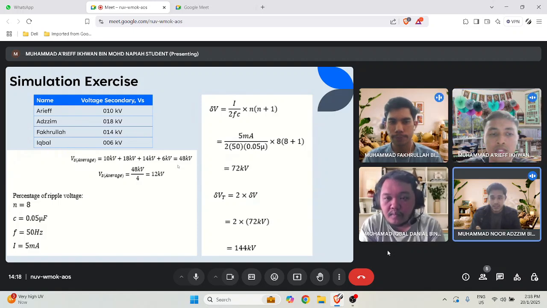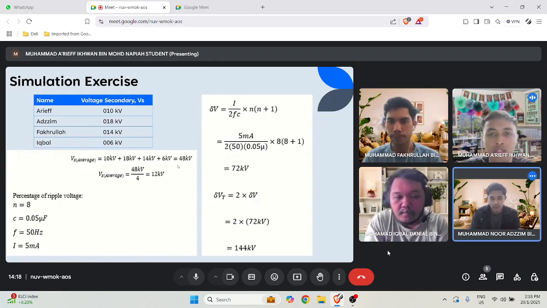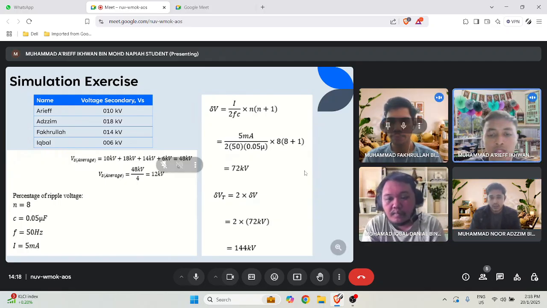So our N is 8, representing 8 stages of Cockcroft Walton, C is 0.05 microfarad, the frequency is 50 Hz, and I is 5 milliampere. For the first one, we have to search for the percentage of ripple voltage. In order to gain the percentage of ripple voltage, we need to gain the ripple voltage first. Based on the calculation, this is the ripple voltage calculation.